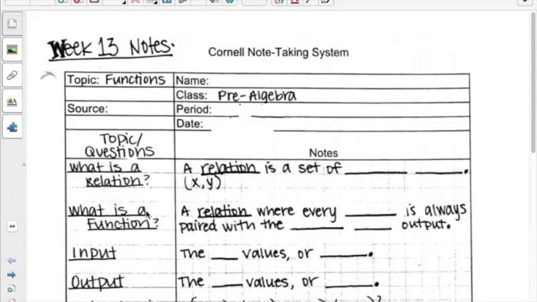All right, this is week 13 notes. This week we're talking about functions, which is a relationship between two quantities.